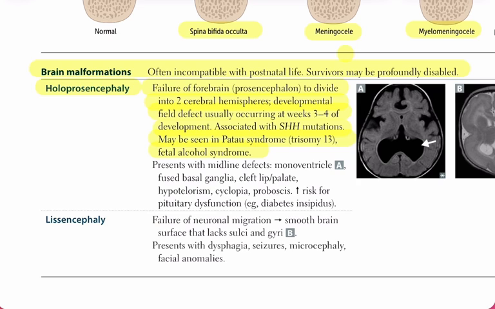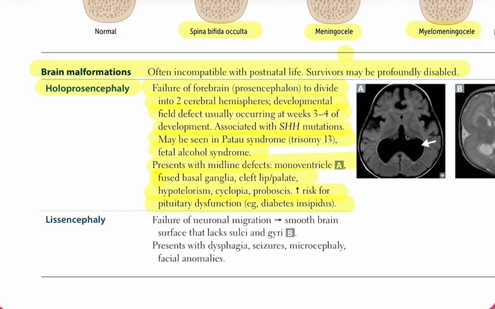Holoprosencephaly often presents with midline facial defects. You might see a single ventricle in the brain, fused basal ganglia, cleft lip or palate, closely spaced eyes called hypotelorism, or even cyclopia, where there's a single eye, and proboscis, a tubular nasal structure. There's also a risk for pituitary dysfunction, such as diabetes insipidus.